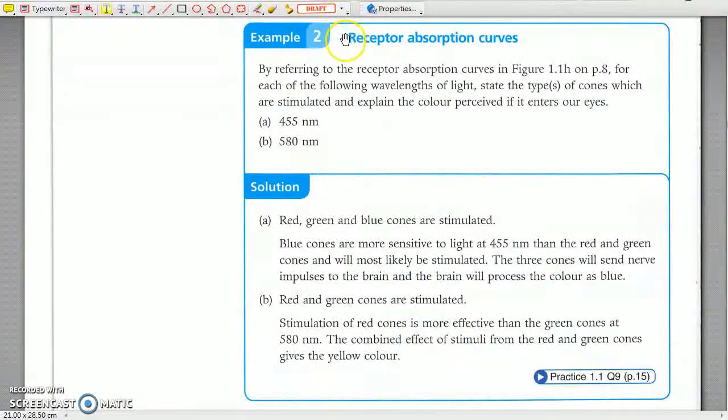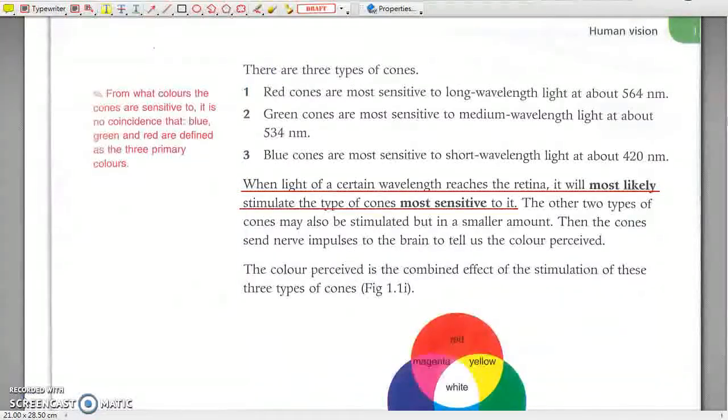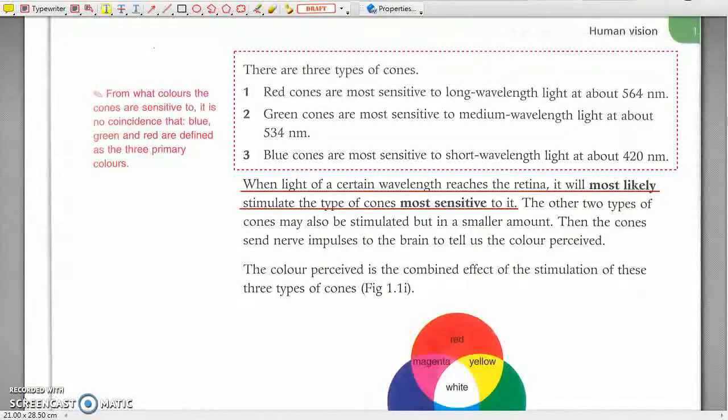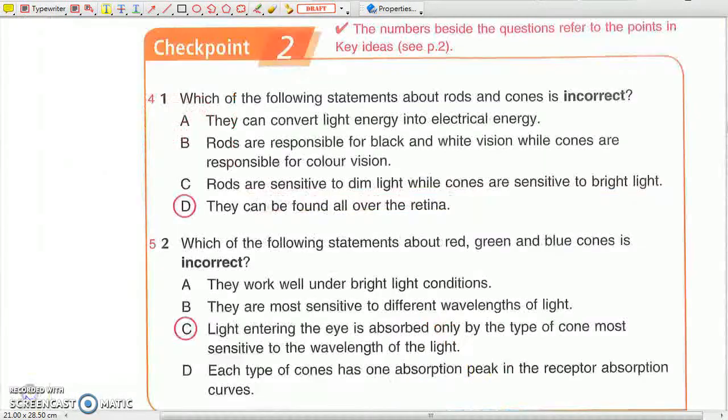Example 2. Receptor absorption curves. To answer this question, you must be able to recall the approximate wavelength of visible light and the absorption range of different types of cones. Remember that the type of cone that is most sensitive to a certain frequency of light is most likely stimulated, while the other 2 types are stimulated to a smaller amount. Do check point 2 on the next page.